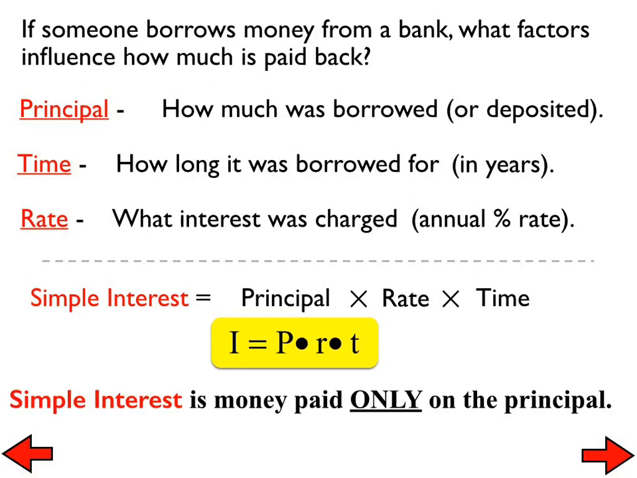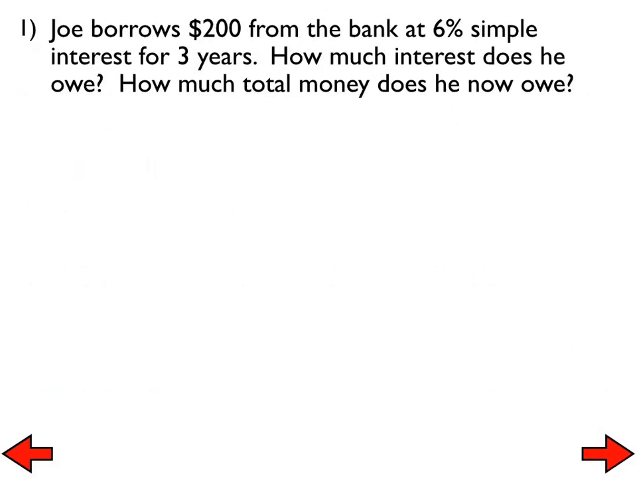And one other important piece of information: simple interest is money paid only on the principal, because we do have different types of interest that we may earn or that we have to pay back. So simple interest is money paid only on the principal. All right, so let's go ahead and get started here. Number one, Joe borrows $200 from the bank at 6% simple interest for 3 years. How much interest does he owe?